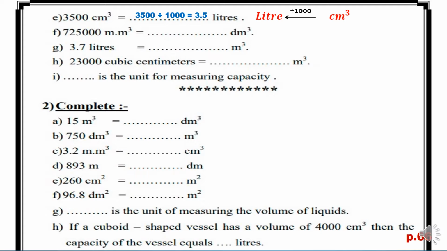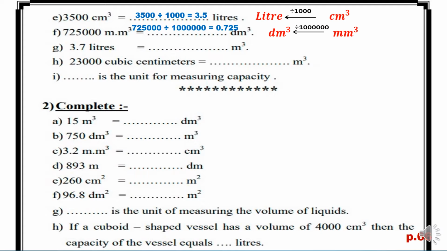Letter F. 725,000 millimeter cube equal how many decimeter cube? To change from millimeter cube to decimeter cube, I will divide by 1 million. So 725,000 divided by 1 million, it's equal to 0.725 decimeter cube.